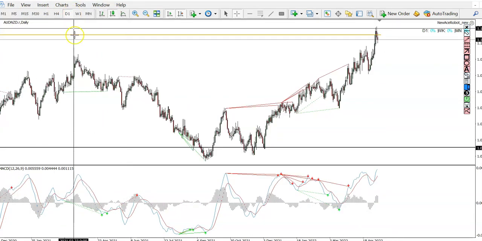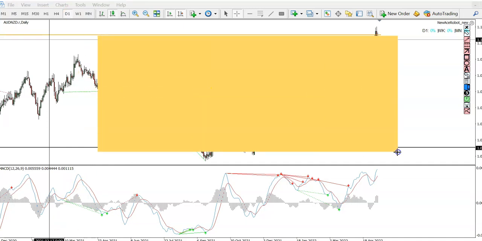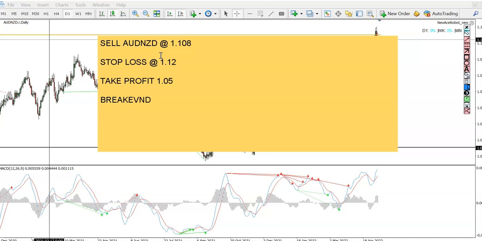So the actual level: sell AUDNZD at 1.08. Stop loss 1.12. Take profit, we can hold this all the way down to 1.05. Break even is once price goes to this level here, which will be 1.10. You simply close 50% of your position and move your stop loss to the entry price.